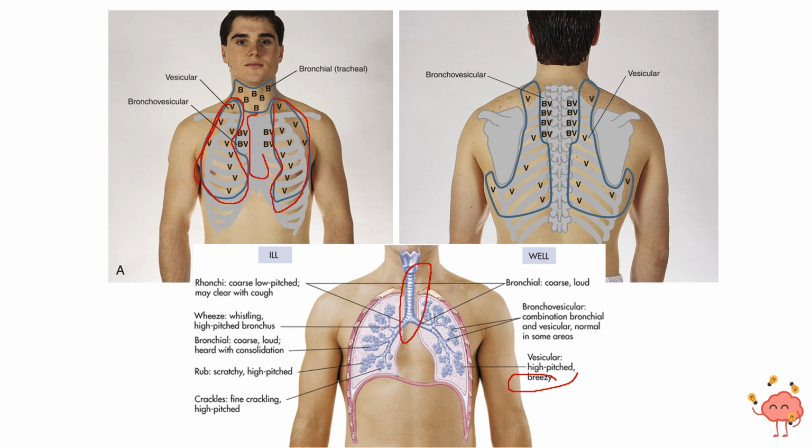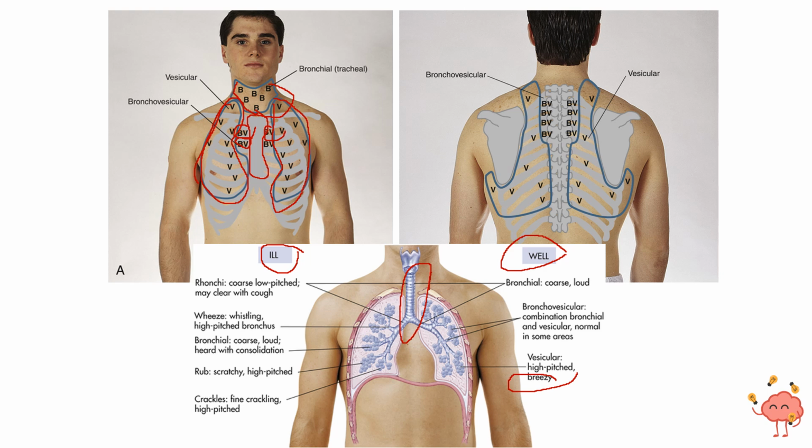And we cannot place a stethoscope over bone. So the way we're going to listen to it is right next to the sternum, right here where you see this BV. Even though it's bronchovesicular, we still consider this whole area vesicular. Bronchial alone would be up here on the neck area. And then this picture down here says ill, so sick, and this says well, so they're not sick. It just gives you another little description of different sounds you may hear.